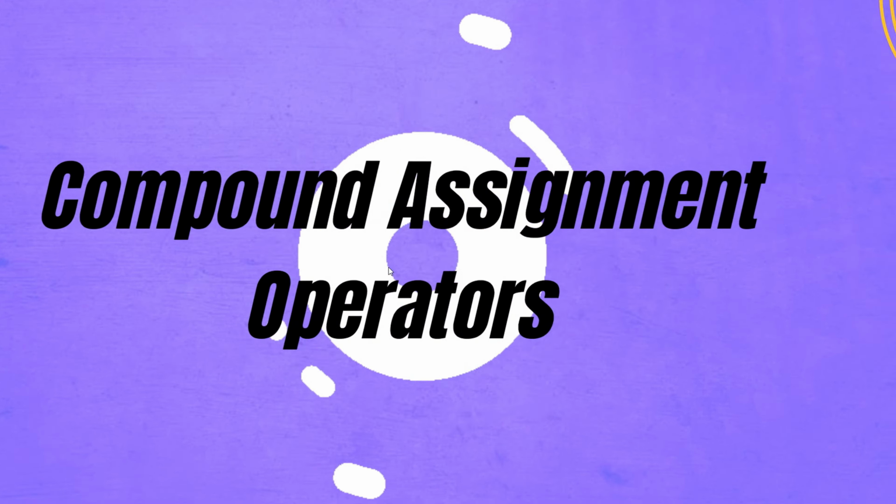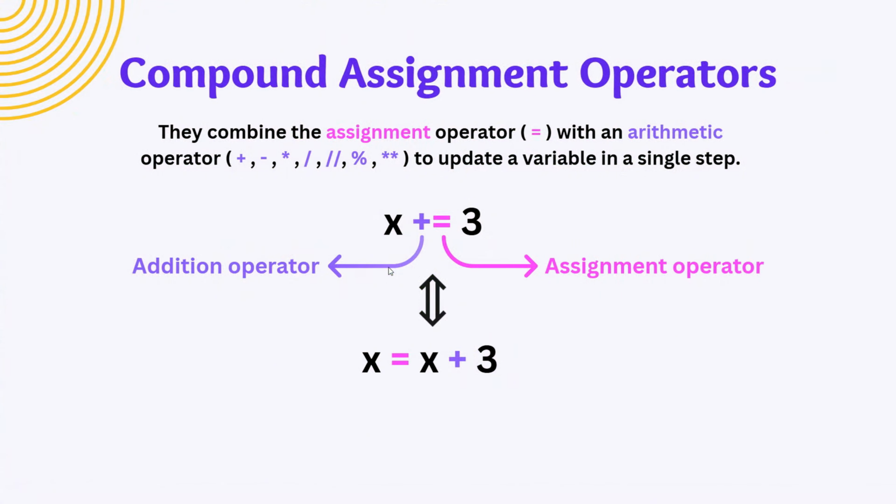Compound assignment operators. They combine the assignment operator with an arithmetic operator to update a variable in a single step. For example, x plus equals 3 is equivalent to x equals x plus 3. It takes the current value of x, adds 3 to it, and stores the result back in x. So if x is 5, x plus equals 3 updates it to 8.